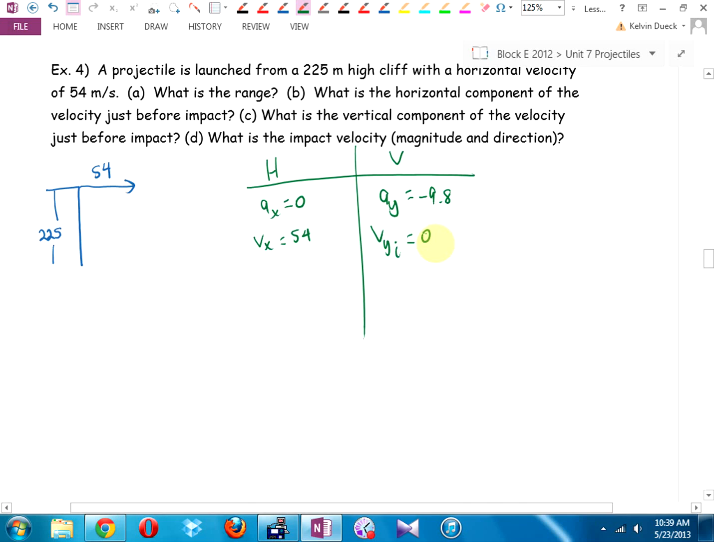Oh, and they gave me a vertical displacement, but I'm not going to write 225. I'm going to write negative 225. You'll remember that for the rest of the unit. And I want to find time.